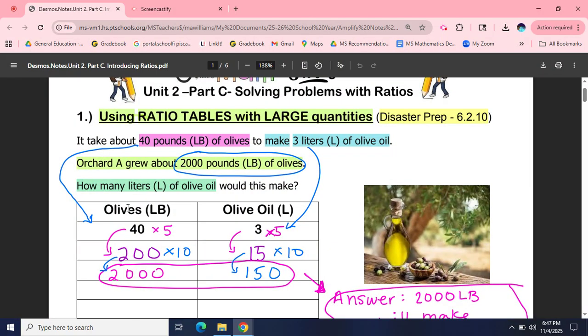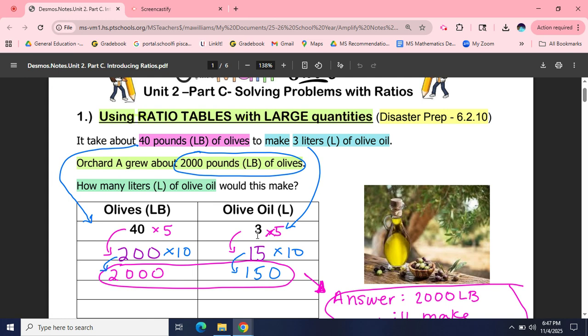So I'm going to make a ratio table, and I'm going to put the olives first. And olives, the unit is pounds, LB. And I'm comparing the amount of olives to how much olive oil it makes. And the olive oil unit is in liters, so I wrote L. The first thing I want to do is take the original information at 40 pounds, so 40 goes under olives. 40 pounds of olives makes 3 liters of olive oil. Now that's already filled out for you.